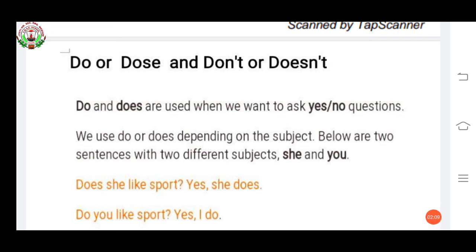Now, see. Do and does are used when we want to ask yes or no questions. Again, I am repeating. Do and does are used when we want to ask yes, no questions. We use do or does depending on the subject. Below are two sentences with two different subjects, she and you.